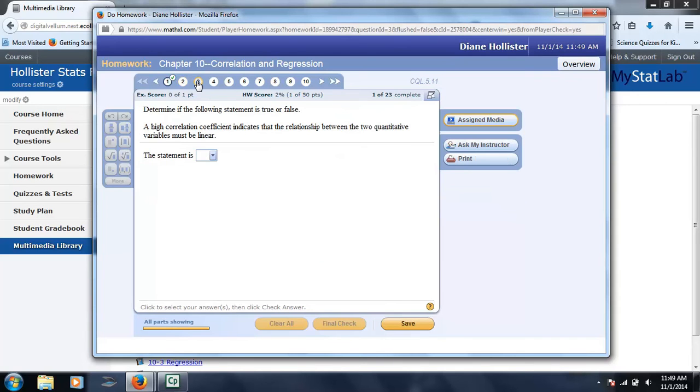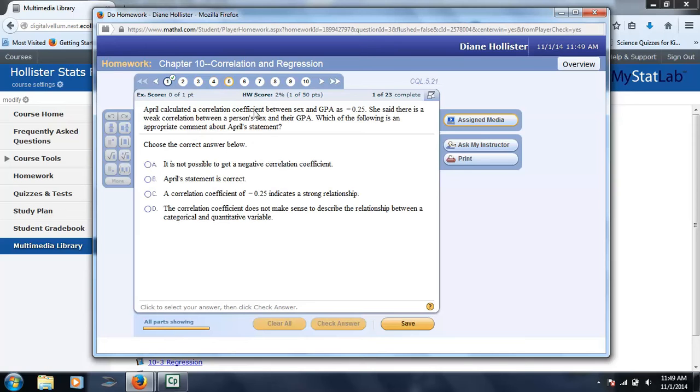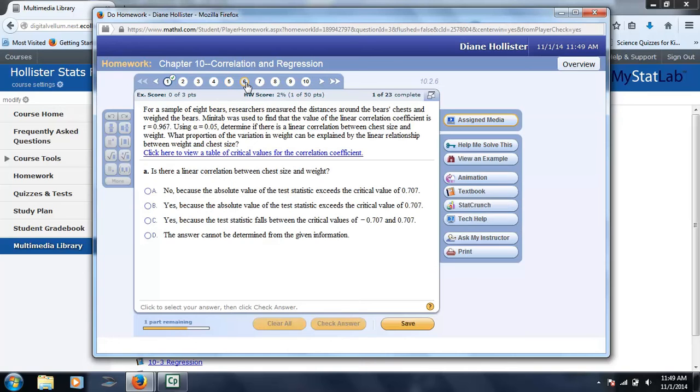Same thing with number 2, and then we go on to 3, and it says a high correlation indicates the relationship between the two quantitative variables must be linear. So you want to think about that. As we talked about, not every correlation in the chapter is linear. Correlation coefficient can be 0, whether that's true or false. Again, a little concept question. April calculated a coefficient between the gender and GPA as negative 0.25, and that's a fairly weak one. So you want to take a look then and see, does that make sense? Is that a meaningful statement?